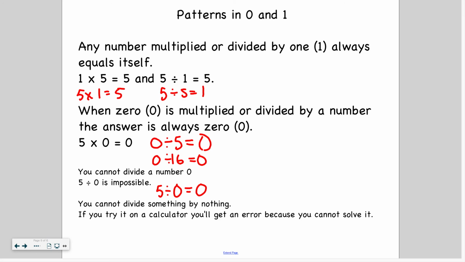Like I said, today's video is very short. In the problem set today, you're going to be solving problems where you have to multiply and or divide by 1 and 0.